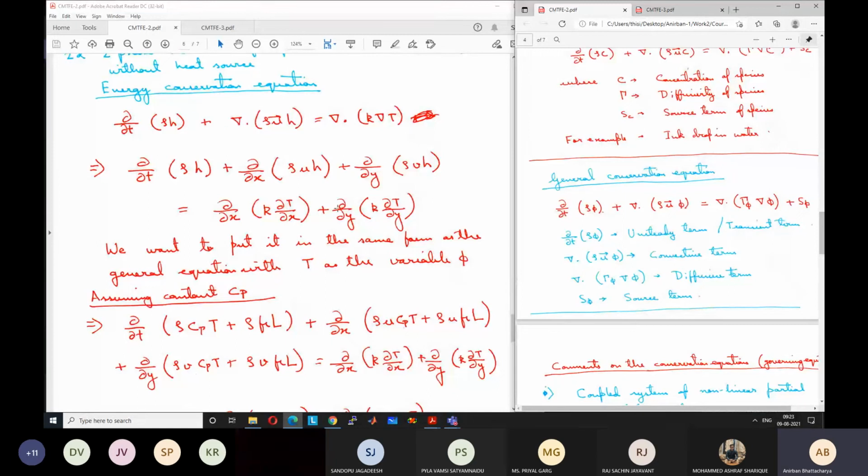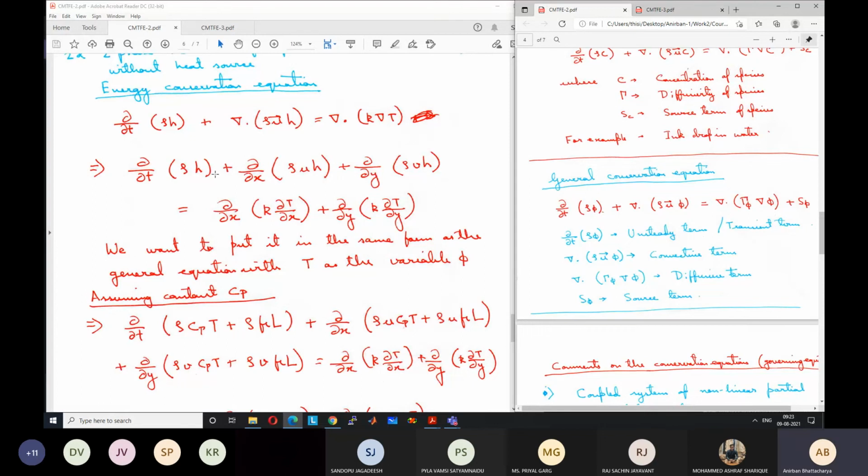So we can either formulate the equation in terms of H or in terms of T. General practice is to formulate the equation in terms of the temperature T. Okay. So we want to put it in the same form as the general conservation equation with T as the variable phi. So we want to put in this form where, instead of phi, we have T. Okay. So let us do that.